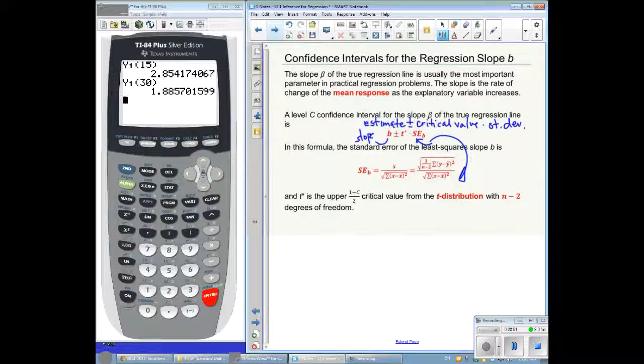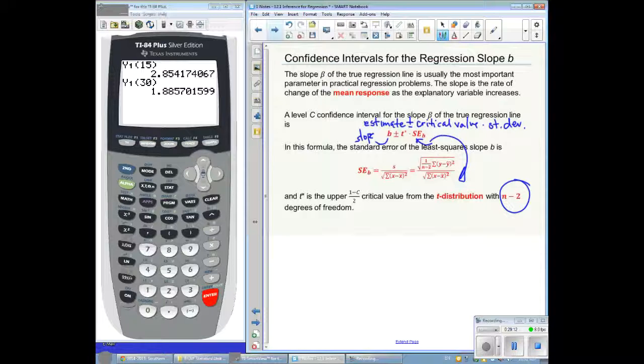If you have data, your calculator will figure that out for you. And the other alternative would be that you're given a computer output that has the value on it. Again, since we're dealing with a t-distribution, we have degrees of freedom, and the way they are calculated is n minus 2 because we have 2 variables.